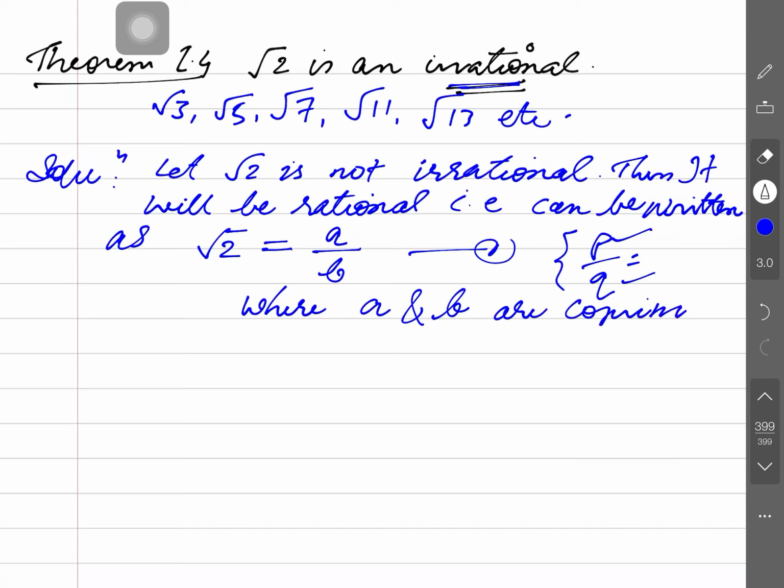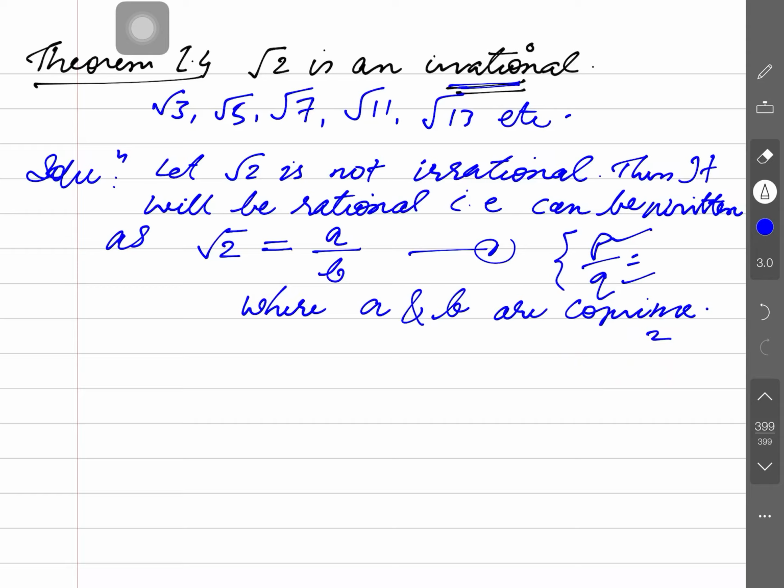Do you know the meaning of co-prime? Co-prime means they do not have any common factor. Like 4 and 6: is this a co-prime pair? No, of course 4 and 6 are not co-prime, so 2 is common in them. Dividing out gives 2 by 3, and now they are co-prime because 2 and 3 are co-prime. So p by q is a rational number here.